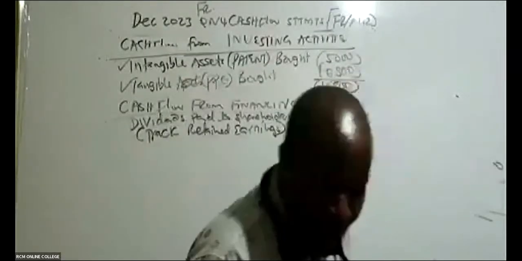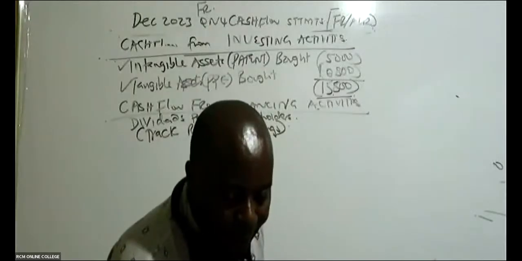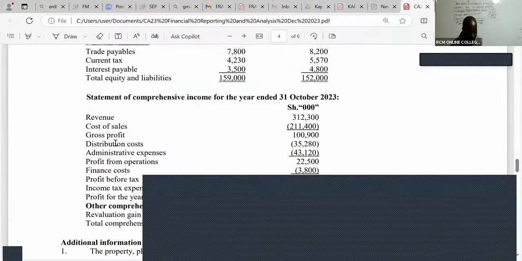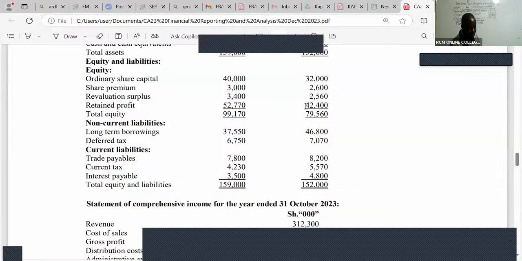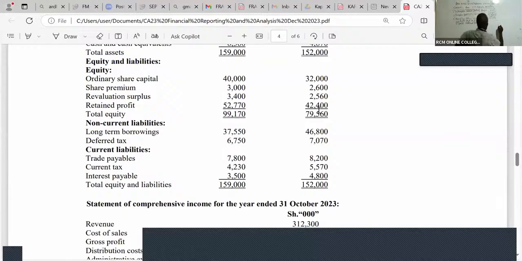Is there somebody who is able to see retained earnings in their balance sheet? Retained earnings is the same as retained profit. You can see the balance brought down is 42,400. Remember, retained earnings is equity, so it has to be credited. So the balance brought down for retained earnings, which is the same as retained profit, is 42,400.